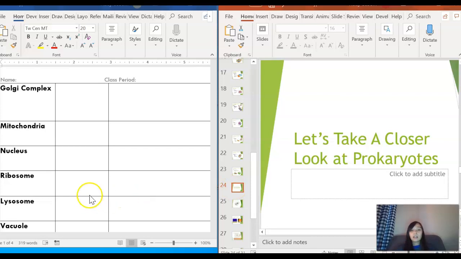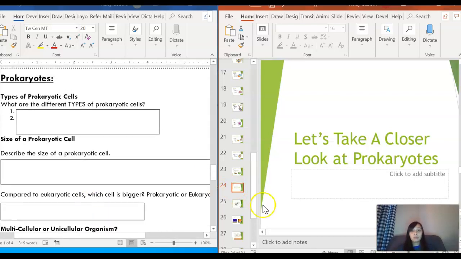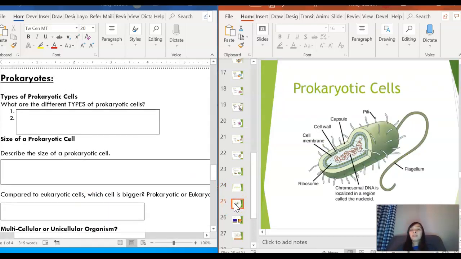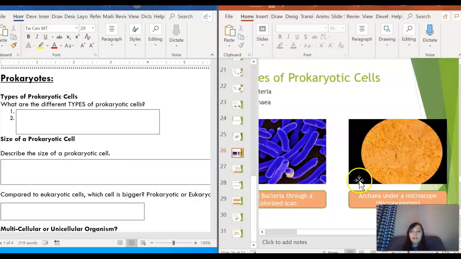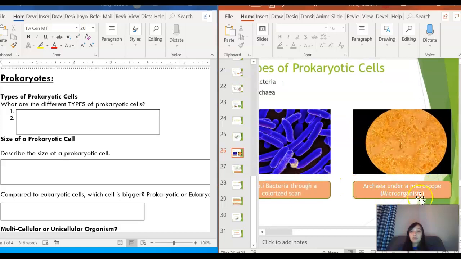So now let's take a closer look at prokaryotes, which is our second type of cell. Okay, this is what it looks like. The types of prokaryotic cells are bacteria and archaea. So we have E. coli bacteria through a colorized scan, that's what it looks like. And we have archaea under a microscope, it's a microorganism.